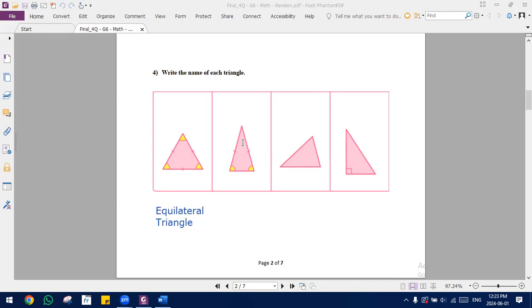Then in the middle, we have two sides equal and two angles are equal. What do we call that? Isosceles triangle. Next triangle, none of the angles are equal and none of the sides are equal. All of them are different. We call it scalene. Then the last one, we have right angles, so we call it right-angled triangle. Because that small square here means right angle, 90 degree.